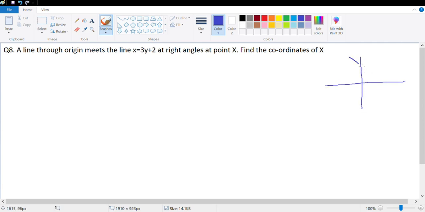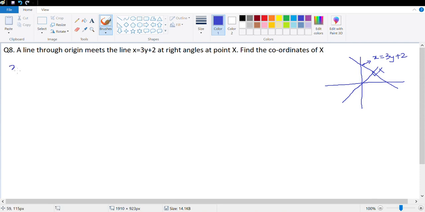So a line through origin meets this line at 90 degrees. So line through origin is the given line. It meets this line x is equal to 3y plus 2 and it meets at 90 degrees at point X. We need to find the coordinates of X. Perfect. So let's find the slope first.